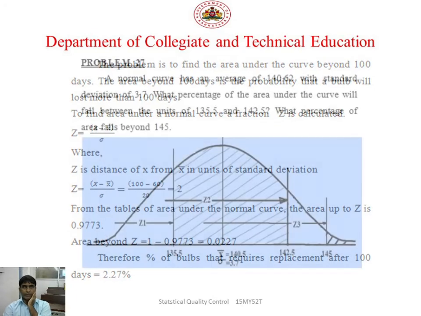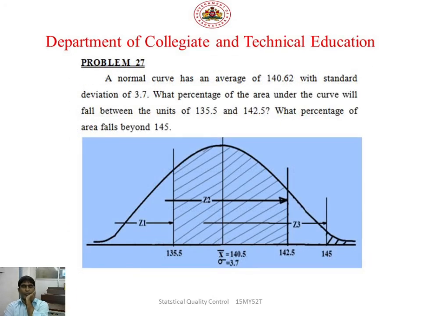So moving on, I'm having one more problem. The normal curve has an average of 140.62 with standard deviation of 3.7. What percentage of area under the curve will fall between 135.5 and 142.5? What percentage of area falls beyond 145? So that is the problem he has given.